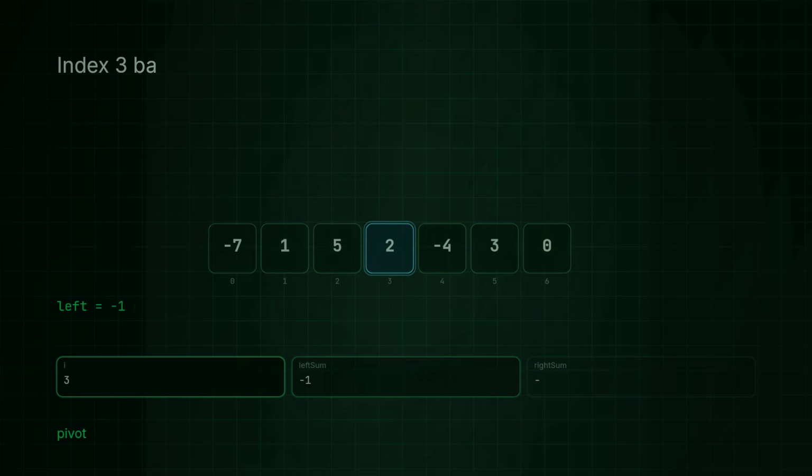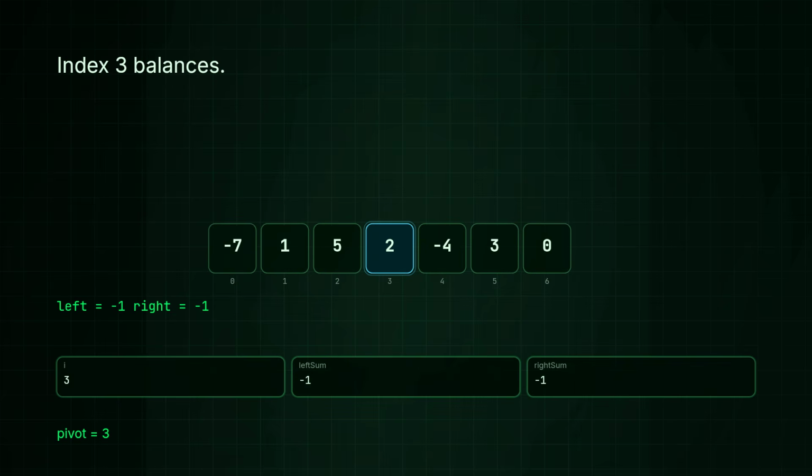Ignore 2 itself. The left side and right side both total -1. This is the balanced index.